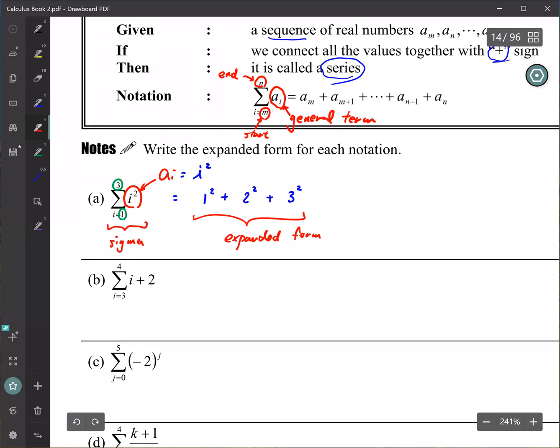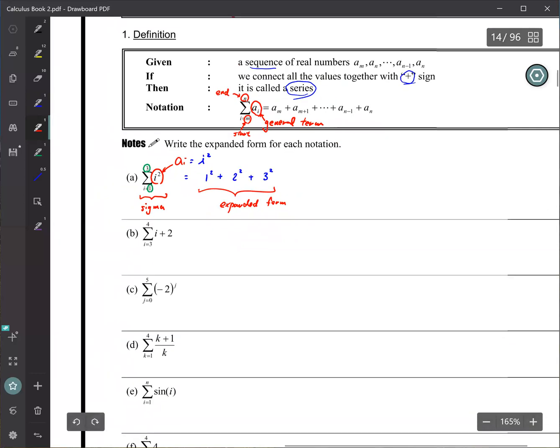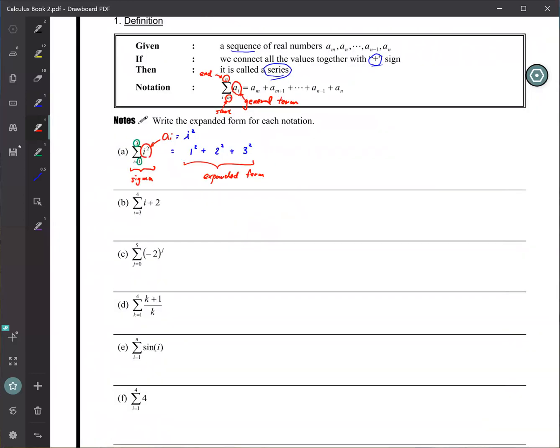All right, so I would like you to try the following questions. Let me know when you finish all of them, when you have tried all of them. If you don't know how to write it, you can just leave it. Just do the ones that you know, and then you can raise your hand, and we'll quickly go over each one of them. You don't need to calculate the answer. Just write out the expanded form. You don't need to add them up. So raise your hand if you finished.